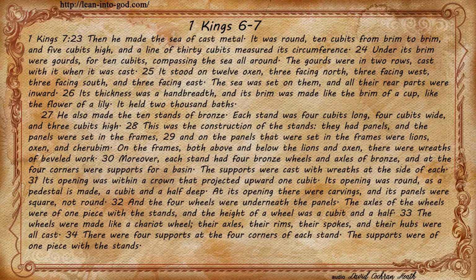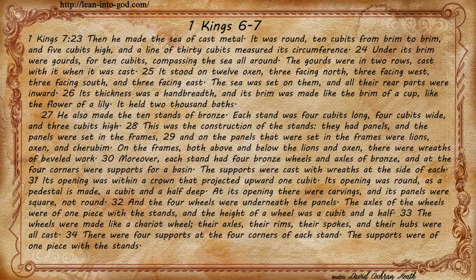Then he made the sea of cast metal. It was round, 10 cubits from brim to brim, and 5 cubits high, and a line of 30 cubits measured its circumference. Under its brim were gourds for 10 cubits, compassing the sea all around. The gourds were in 2 rows, cast with it when it was cast.